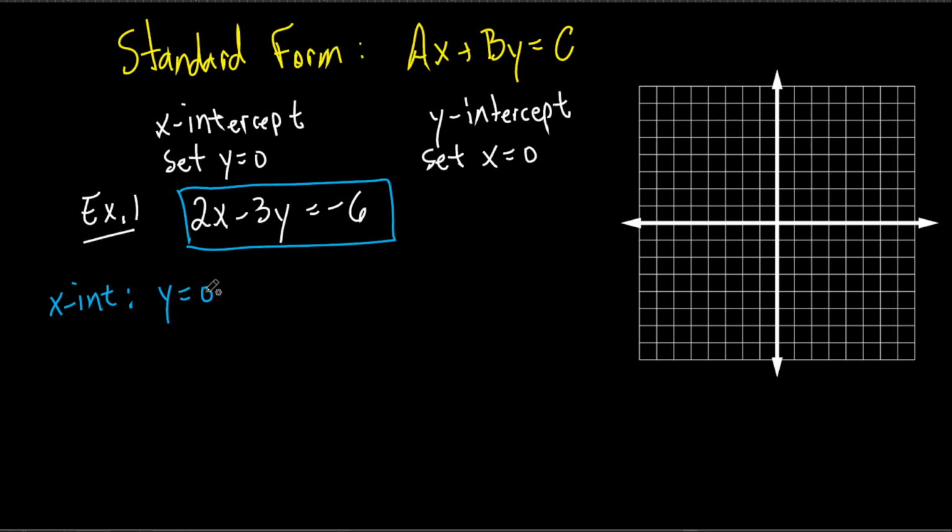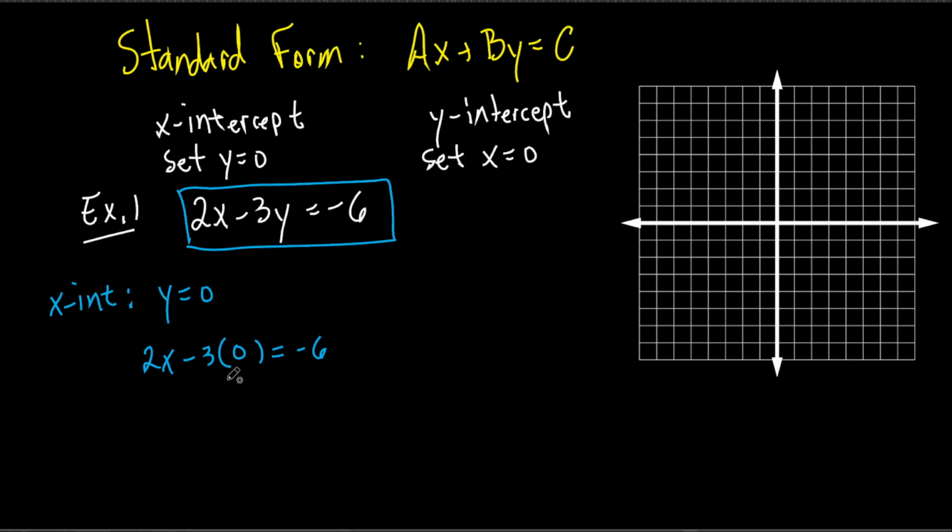Let's put a 0 in for y. So we're going to take this formula. So watch. 2x minus 3 times y. What did I say I'm going to make my y? Make it a 0. And that equals negative 6. So all I did was rewrite this equation. I just stuck in a 0 for the y. That's all I did.